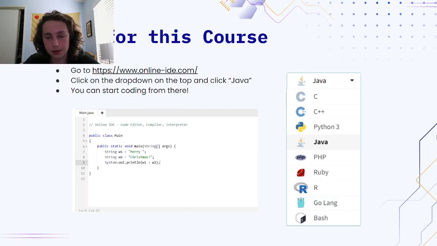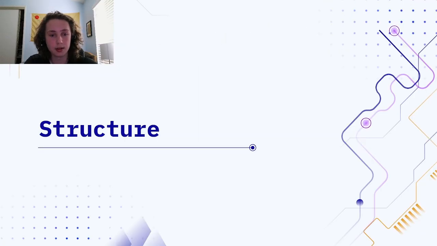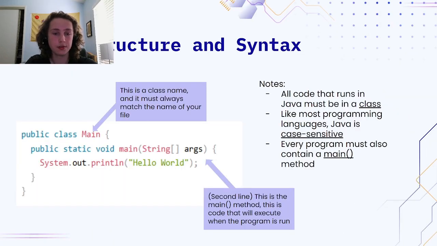All right. So this main.java file that you should have just opened is where you code everything, essentially, until later. So you'll be coding everything within that. Now we will talk about structure. So Java structure and syntax. Now, all code that runs in Java must be within a class or within a file.